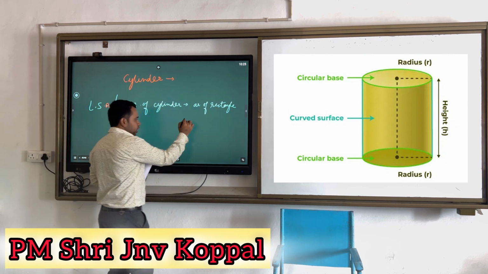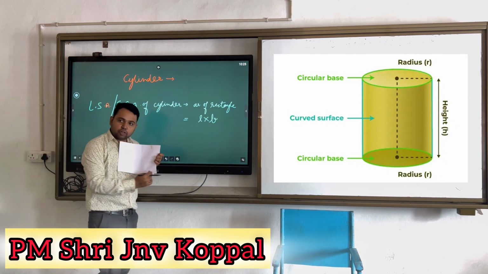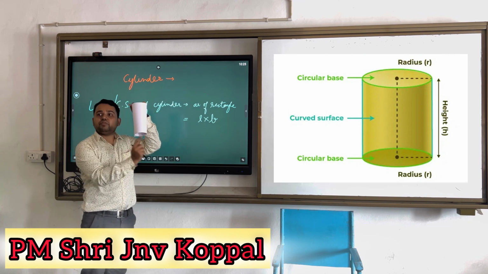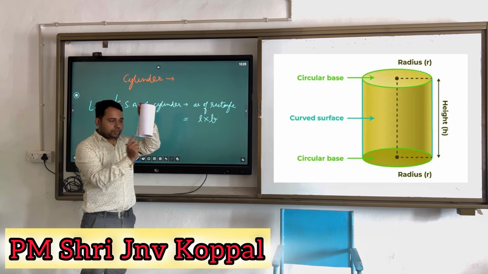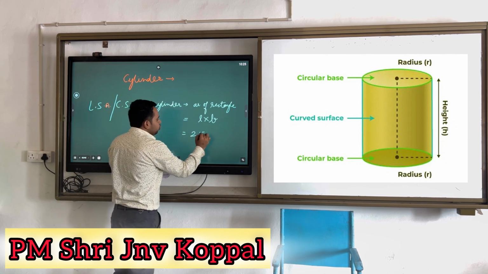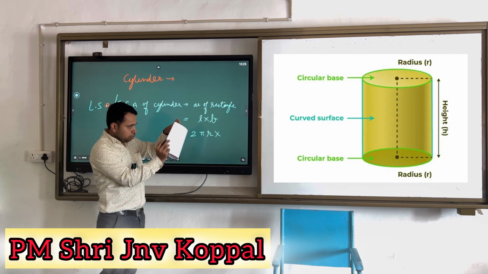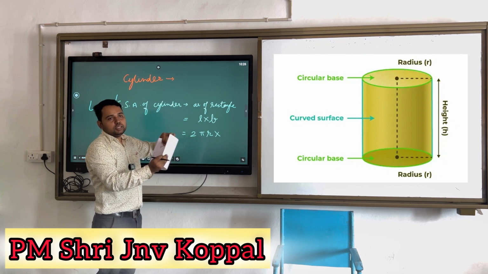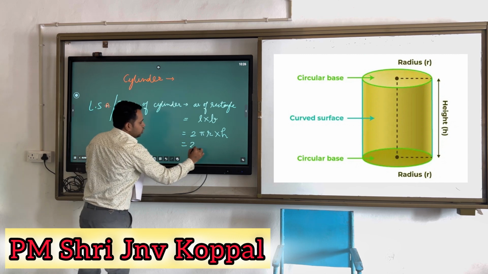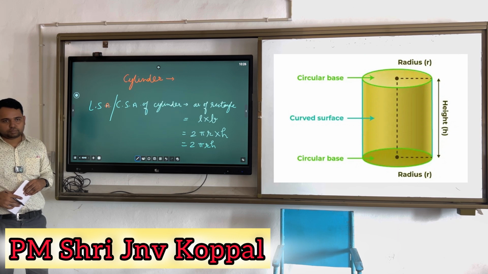Area of a rectangle is what actually? Length into breadth. Now you see that if this is the length of a rectangle, when you fold it like that, what will happen? It becomes the circumference of the base, and the base is what? Circular face. So circumference is what actually? 2 pi r. And this is the breadth of the rectangle. This breadth will become what? The height of the cylinder. So we can say 2 pi rh. So our CSA of a cylinder is 2 pi rh. Any doubt regarding this? No.